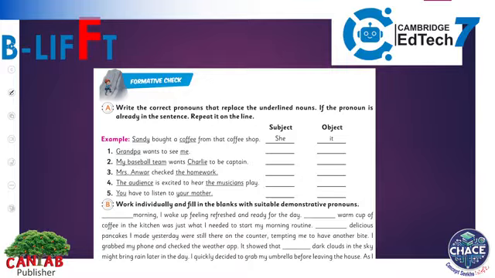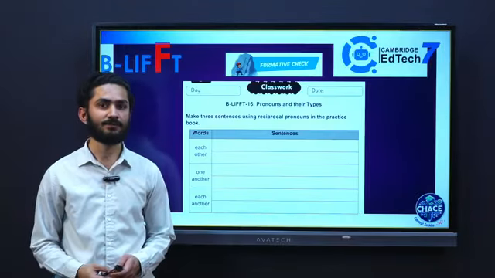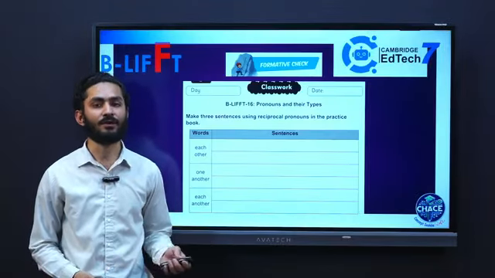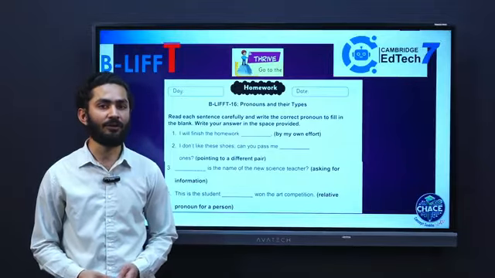Here's the formative check. Solve it in your class. And here's a homework, solve it at your home. I hope this lecture will be helpful for you.